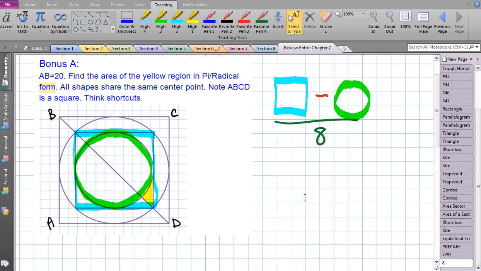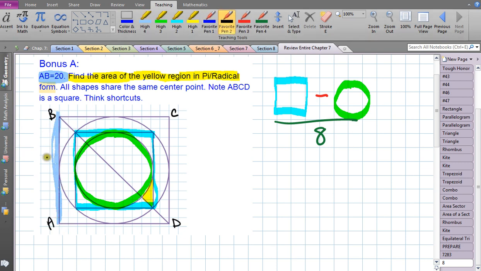Okay, let's take a look at the solution to bonus A of our assorted area problems. What we're trying to do here is find the area of the yellow region, which is located down in here. And then we'll try to leave that in pi radical form. So the only clue that's given to us is we know that the length of AB, I'm going to highlight that over here, the length of AB is 20.